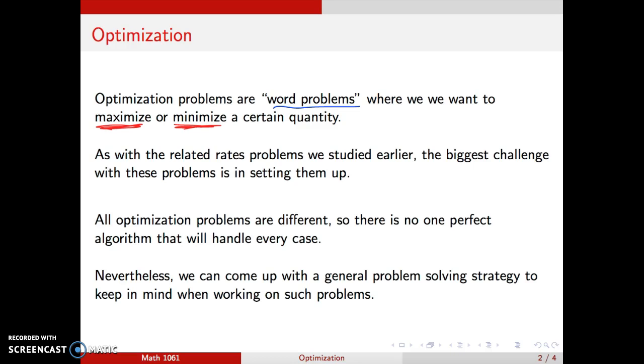the biggest challenge then and the biggest challenge now is in setting these up. Once we get our function set up, the derivative and calculus steps really aren't too bad at all. The biggest work is in getting them set up. Also, as with related rates, all optimization problems are different, and there's no one algorithm that will work in every single case. Be that as it may, we can come up with a general problem solving approach. That's what we're going to look at.